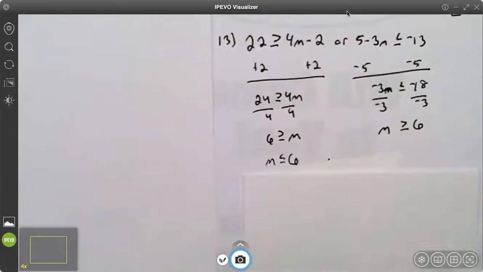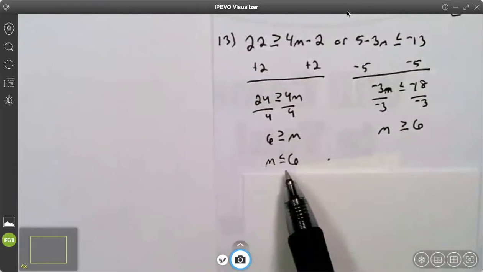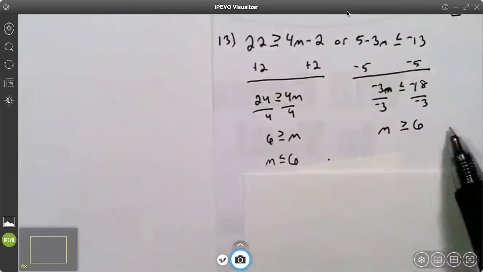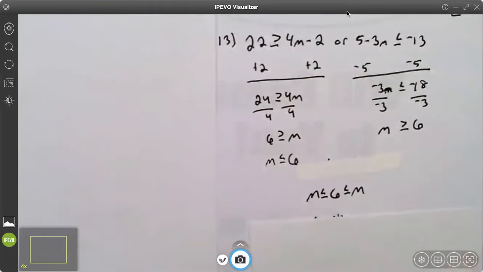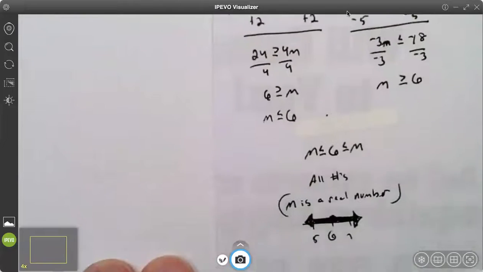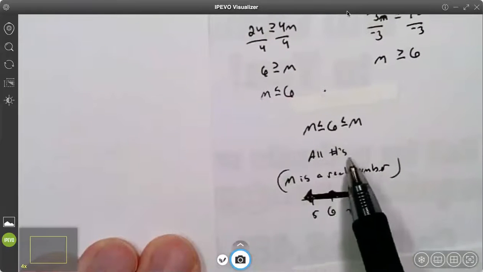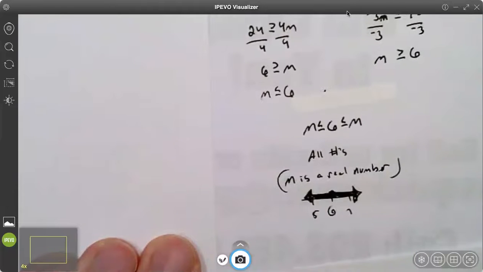6 is the same number, so I just need one number on my number line, and it says it's less than or equal to 6, which would be to the left. It's greater than or equal to 6, which would be to the right. That fills up my whole number line. So this is the graph, and the answer is all numbers, or even better, m is a real number.